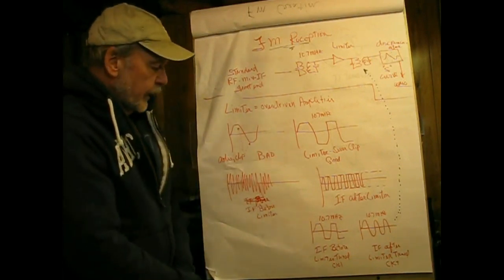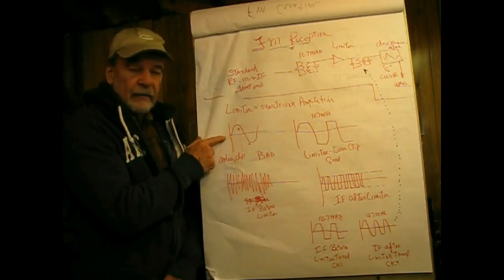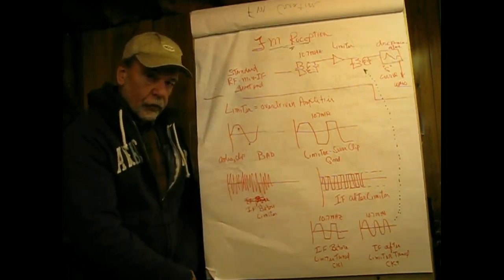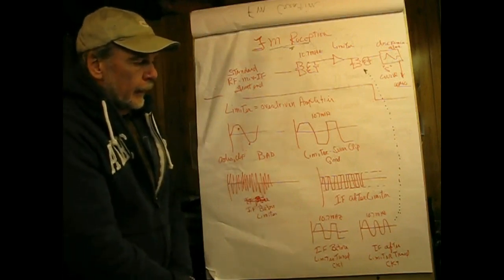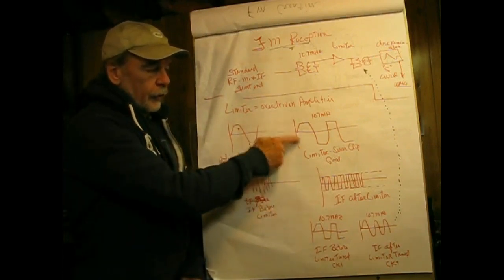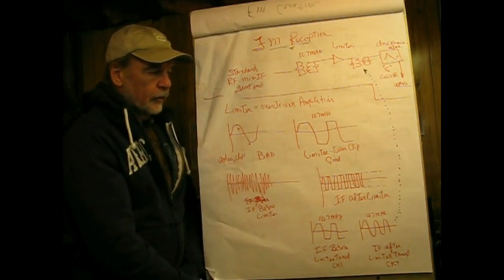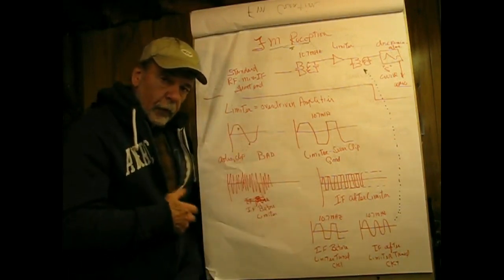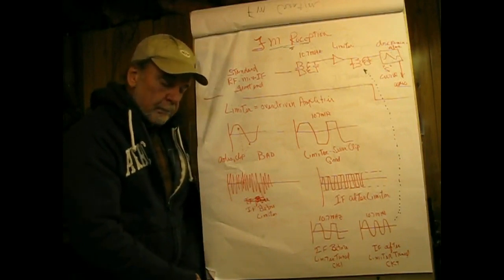Now, if we have a standard audio amplifier and we overdrive it a little bit, we're going to get clipping, and that's bad because it introduces distortion. If we have a limiter, we get severe clipping, and that's good because basically we cut the top and bottom of the waveform off, where any variations in amplitude would live.